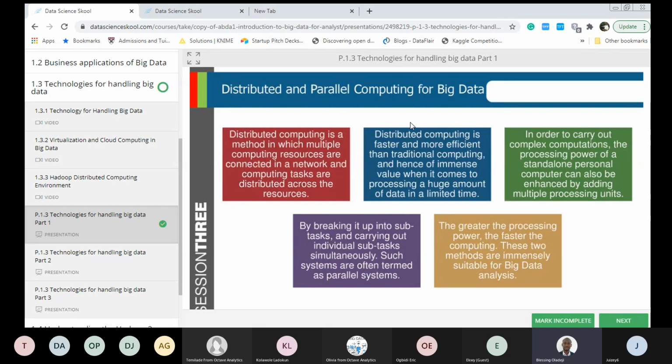So that led to the development of the concept of distributed computing, where rather than the traditional computing technology, which is like batch processing or first come first served, in this case things are done a lot faster. And the second thing has to do with having computers or computing resources connected within a network, and a computing task is distributed across those resources.